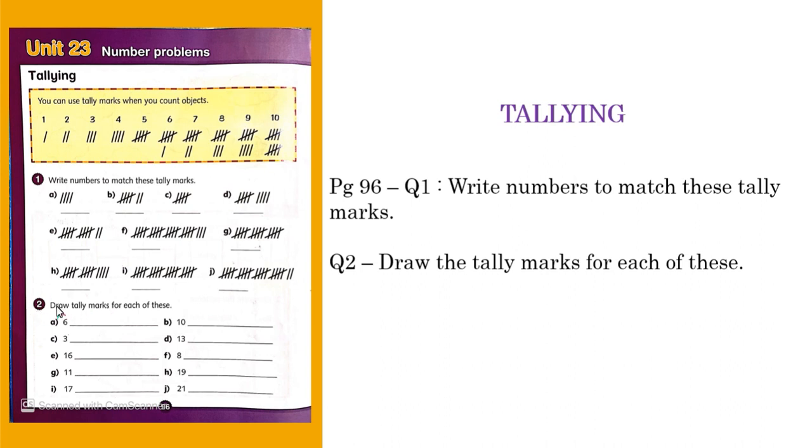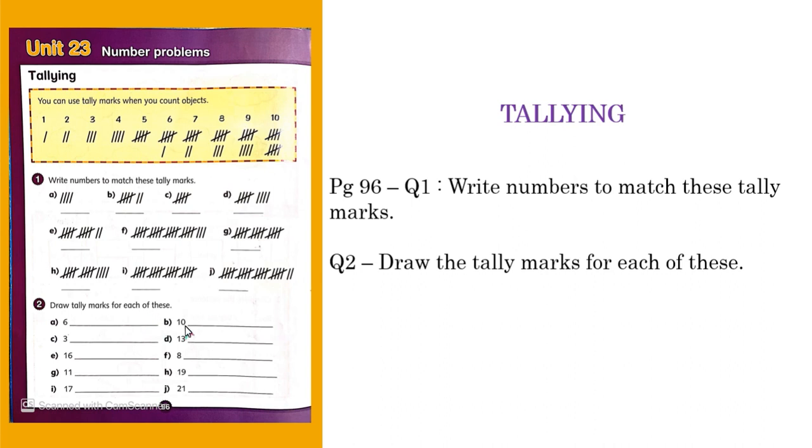Let's go to question 2 now. Draw tally marks for each of these. Now here, the number is given and you have to draw the tally marks. If it's 6, how will you do it? Let's try on your own. Come on. 1, 2, 3, 4, and then don't forget, you put a cross for 5, and then one more. 6.